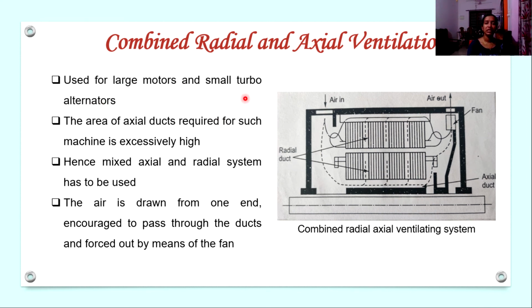In these machines, the temperature rise will be very high. So if we go for axial ventilating ducts only, we have to provide very large ducts. Due to that, the iron area will be considerably reduced and iron losses will increase. So we have to go for a mixed axial and radial ventilating system. We will provide axial ventilating ducts as well as radial ventilating ducts.